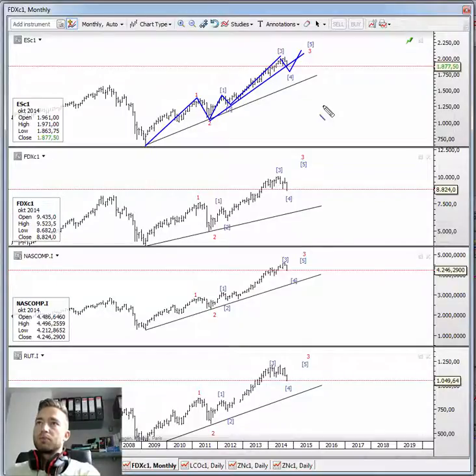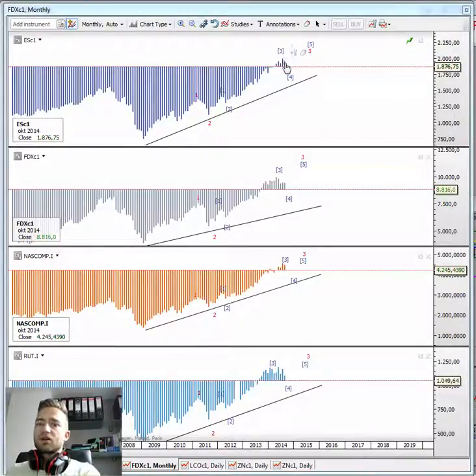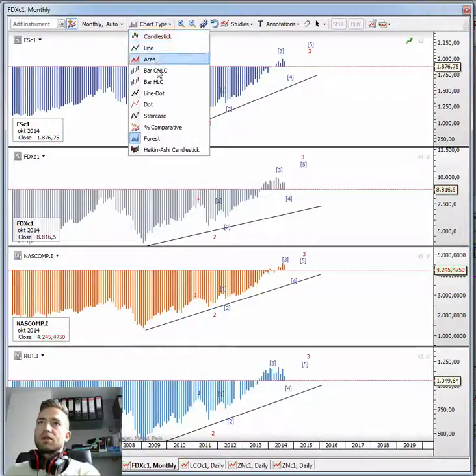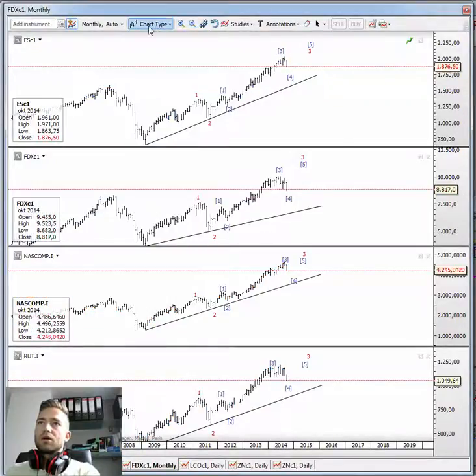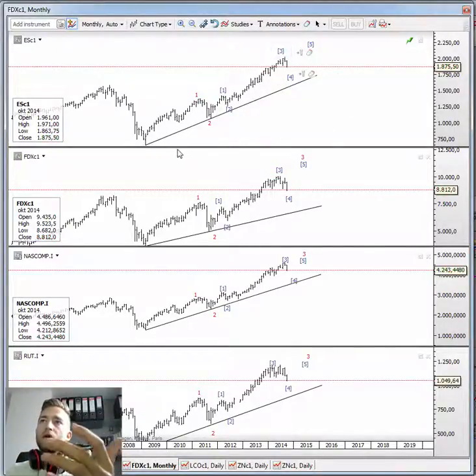So from a simple perspective, this current pullback is nothing else than just a correction. I see it this way because I'm looking from a long-term perspective. I'm looking at the monthly chart, and based on what I see, I cannot call a top here. We are still well above this trend line connected from the 2009 lows.